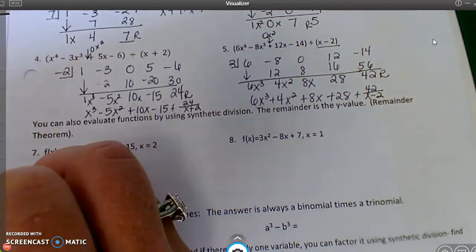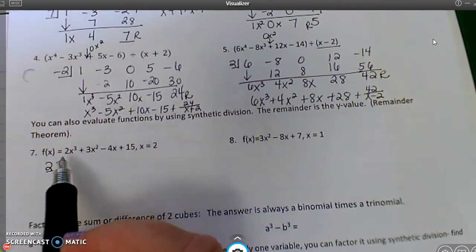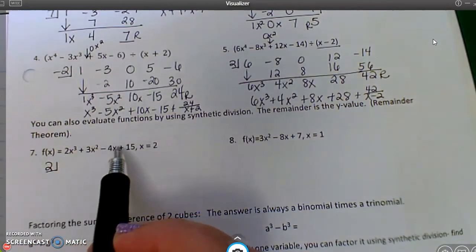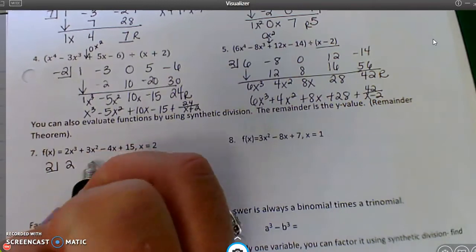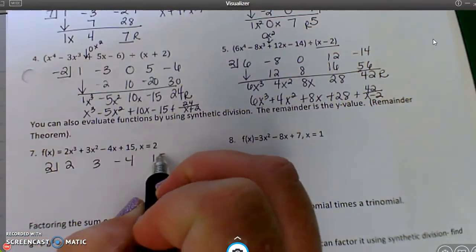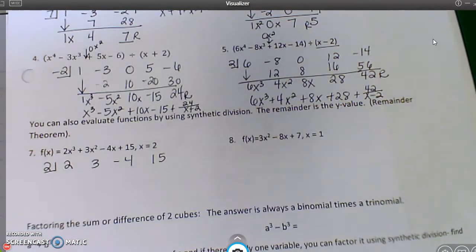So on this one, we'll put 2 in the box. And then the numbers, everything's in order, everything's listed. So I just bring it down. And then I divide exactly the way that we have been doing. And then I'll show you what the answer is when we get finished. So go ahead and try it.